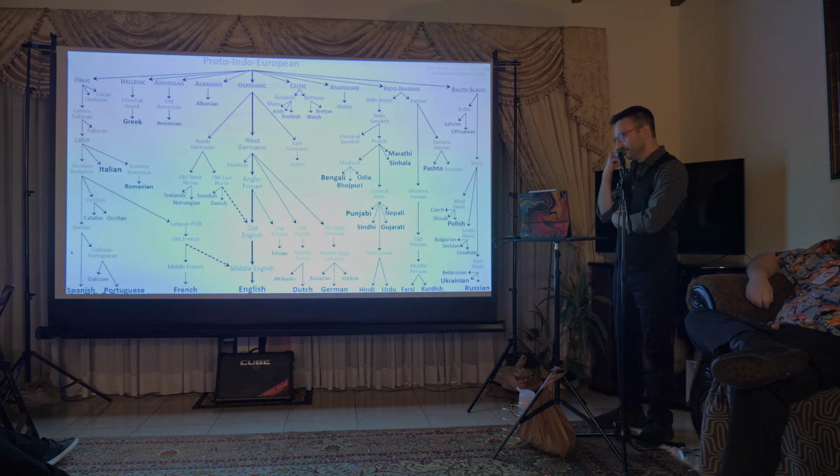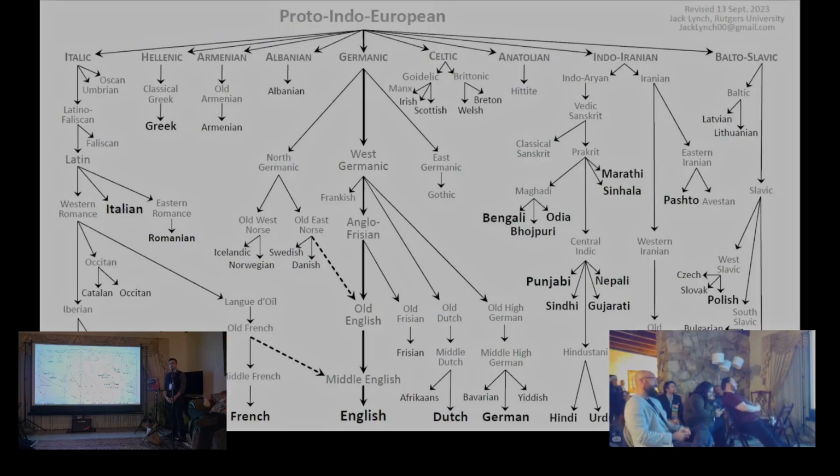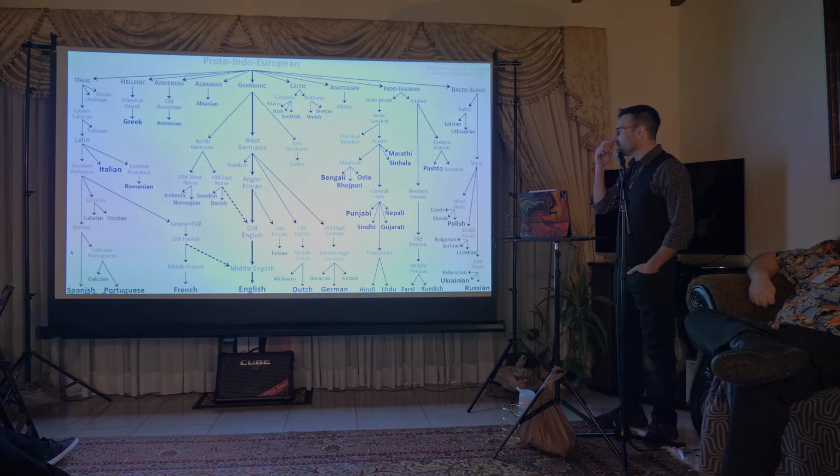This is a language tree of all the Indo-European languages. They all go back to Proto-Indo-European. The ones that we want to look at are Germanic and Italic.